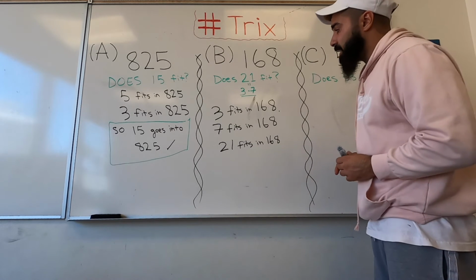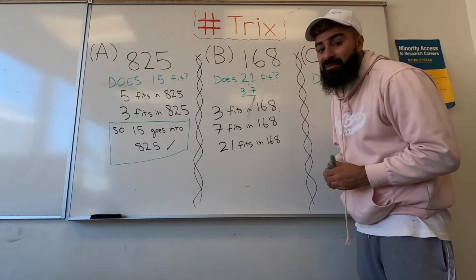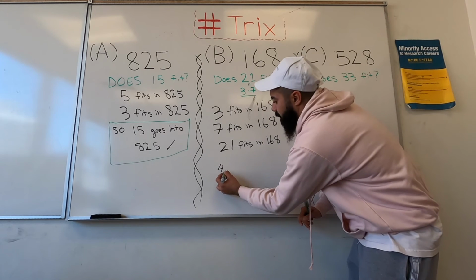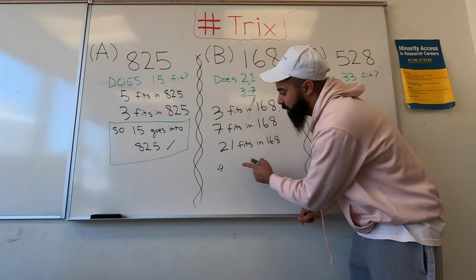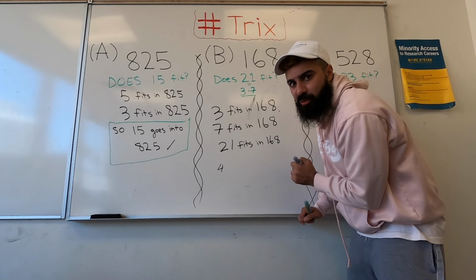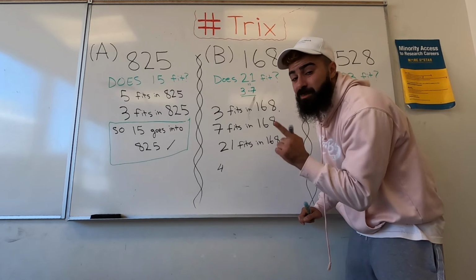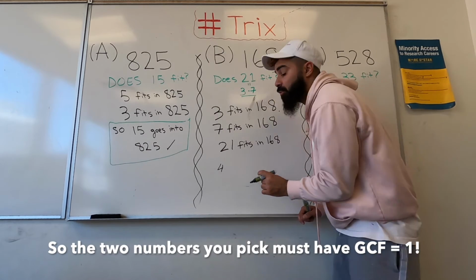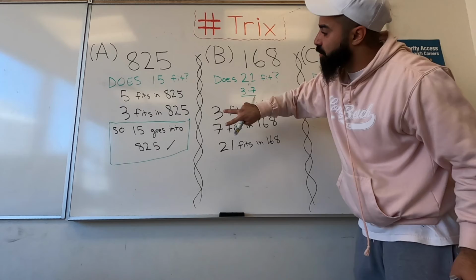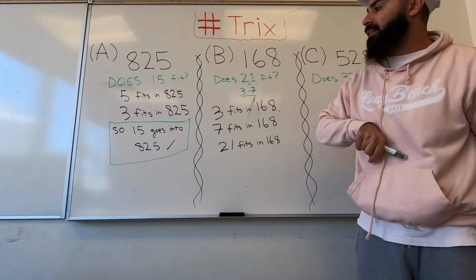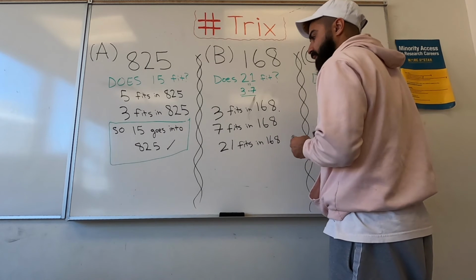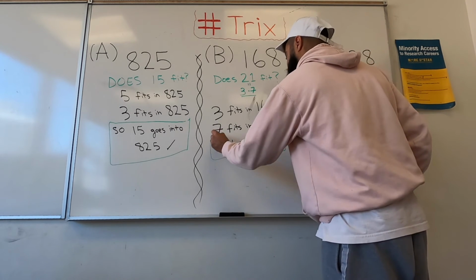Note, if you take two numbers that have something in common other than 1, for example, 4, well, we know that 2 fits inside of 4, 4 fits inside of 4, but 2 times 4, which is 8, doesn't fit inside of 4, and that's because 2 and 4 have a common factor of 2, not 1. So this only works if those two numbers that you're looking at share no factors in common other than 1. And so 21 fits into 168.